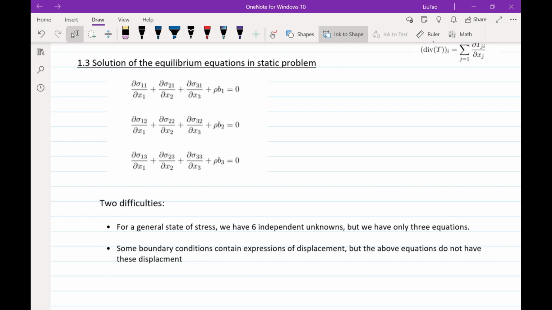The second issue is that some boundary conditions contain expressions of displacement, while the equations themselves in this form do not have displacement as variables. In order to solve these 3 equations, we can choose to either simplify the unknowns to 3 by making assumptions, or introduce new equations. Now let's take a look at a few examples with a strong simplified assumption.